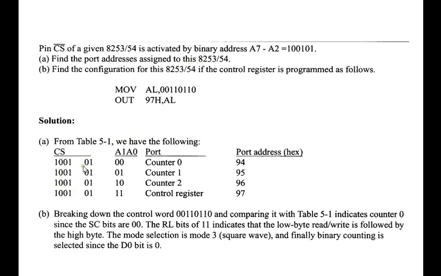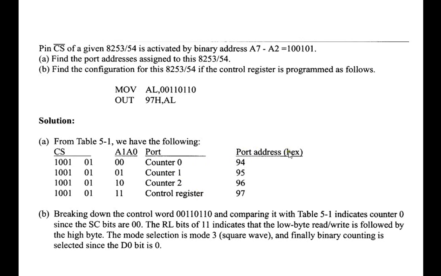Here the chip selection part, or CS, is 100101, which was given all the same for 4 inputs, and then the A1 and A0 we denoted as 00, 01, 10 and 11. From here, 00 is for counter 0, 01 is for counter 1, 10 is for counter 2, and 11 is for the control register.